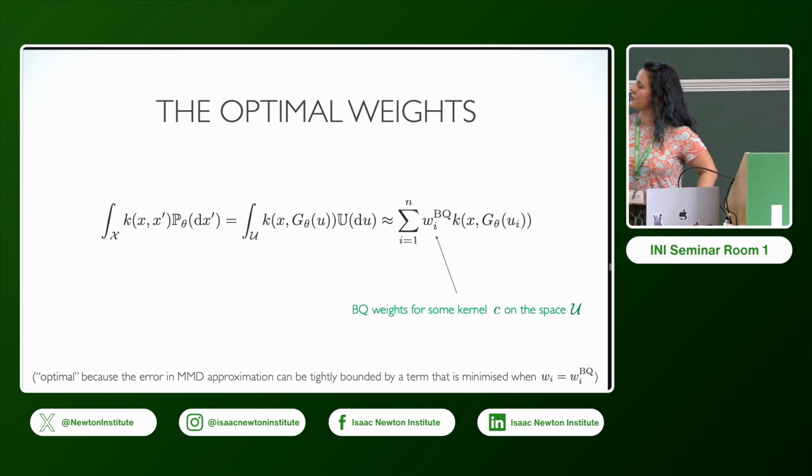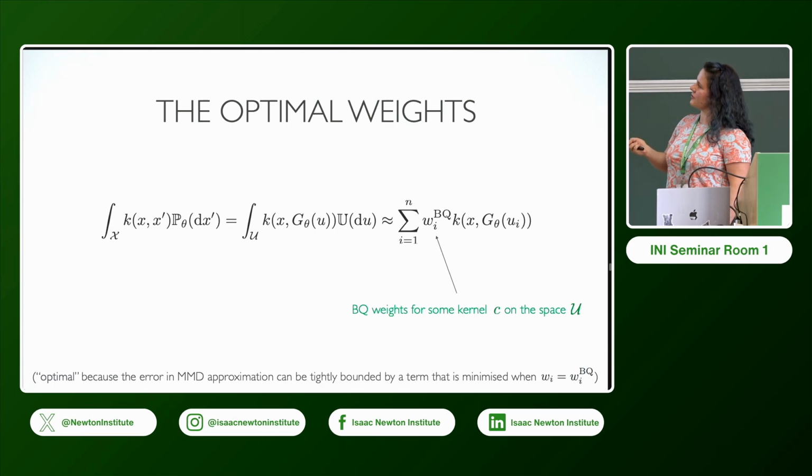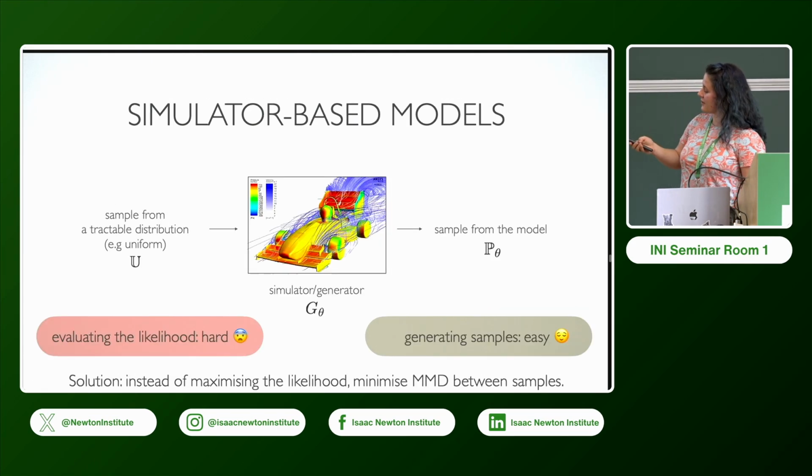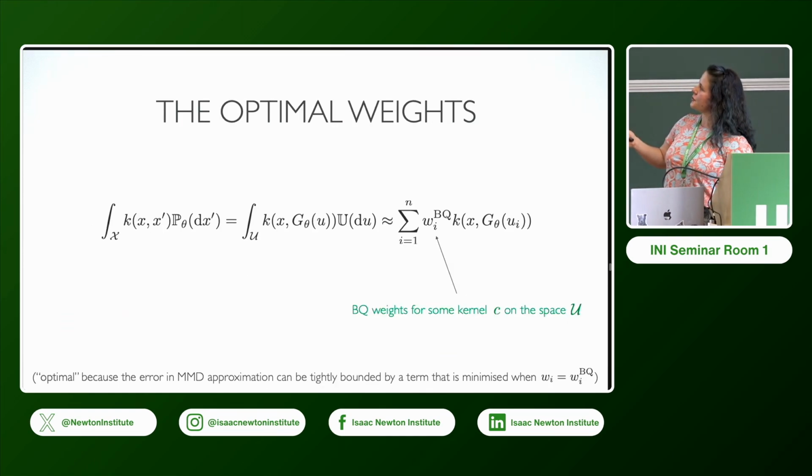Okay, so back to the problem at hand. I need to approximate this kernel mean embedding to evaluate this MMD and conduct inference over the model. Since p theta is a push forward of u under g theta, this holds, and I'm going to now treat this object as just a function and approximate this integral with the use of Bayesian quadrature.